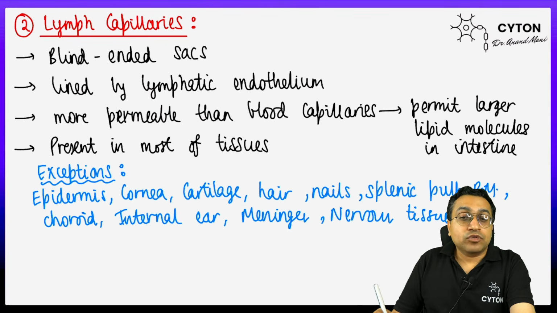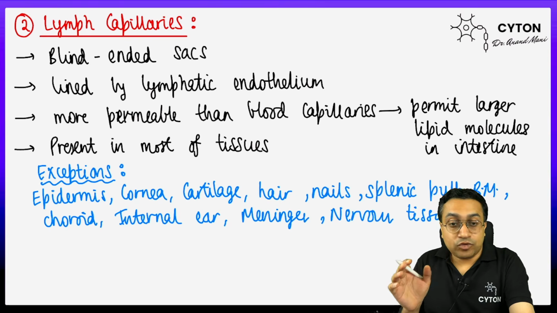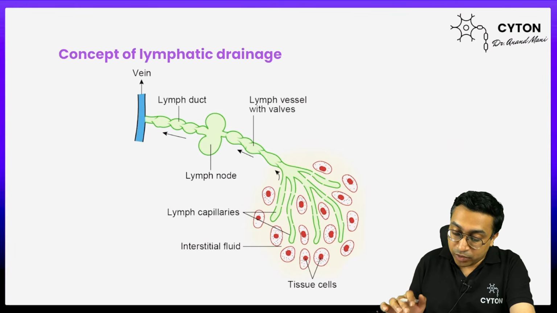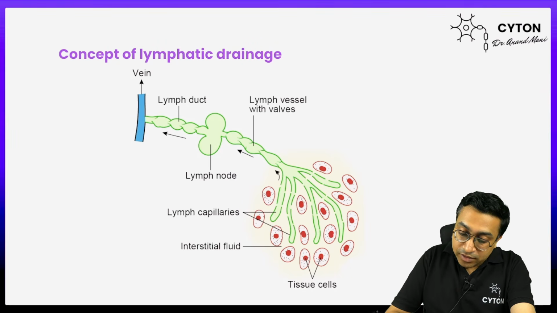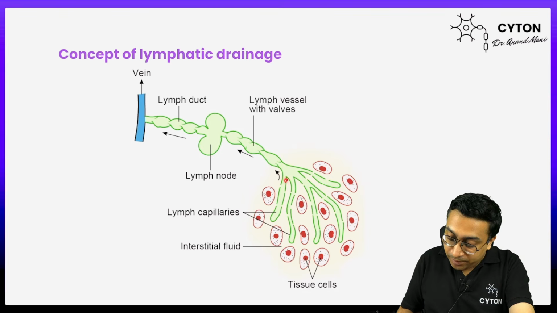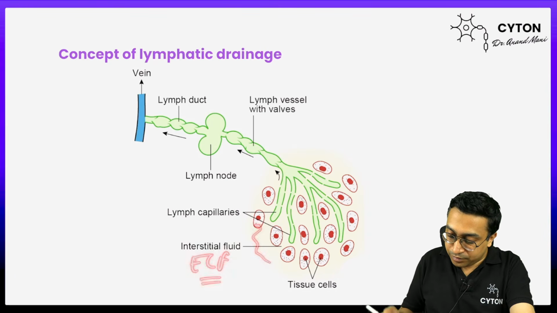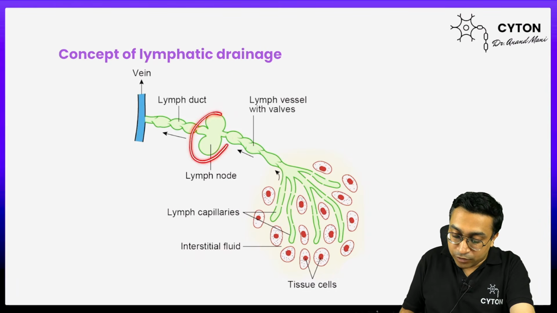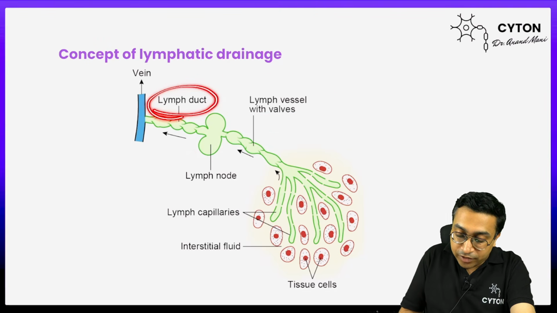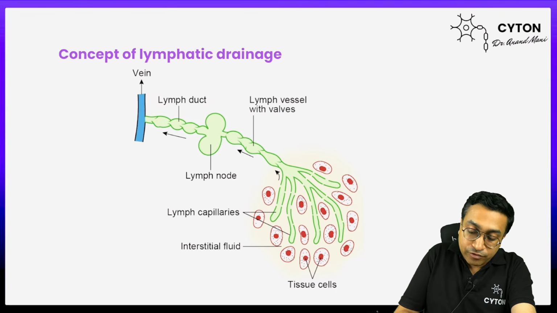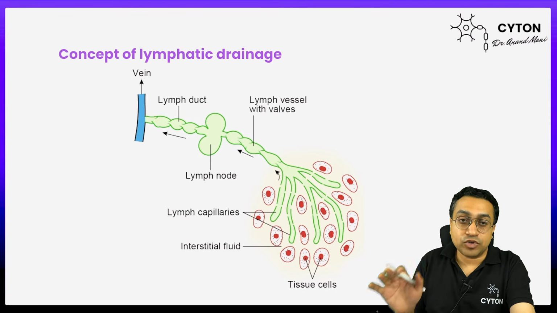Then there is some difference between the lymph capillaries and the blood capillaries. Let me show you another image to understand this. You can see the lymph capillaries shown here in green color, and the interstitial fluid, that is the extracellular fluid. This is the lymph node. We have the lymph vessels with valves, the lymphatic duct, and it is finally draining into the vein. This basic infrastructure we should be able to understand.